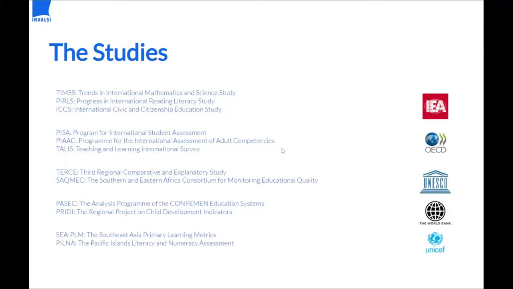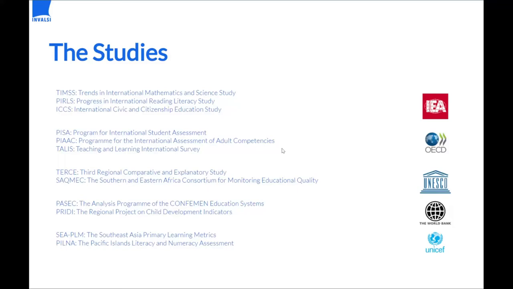But they have a main subject in each cycle every 3 years, so it is rotating. And then after PISA, which started in 2000, the other studies were launched. For example, PIAAC, which is also known as the PISA for adults, is another important study done by the OECD. And they have TALIS, which is the Teaching and Learning International Survey.